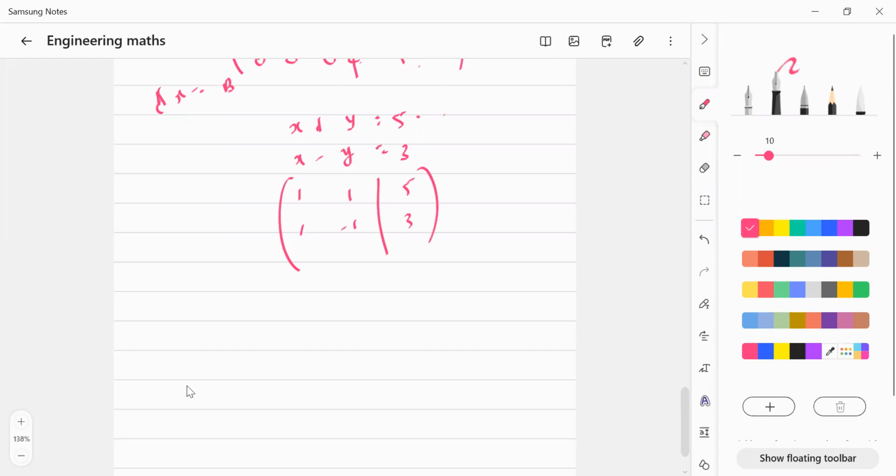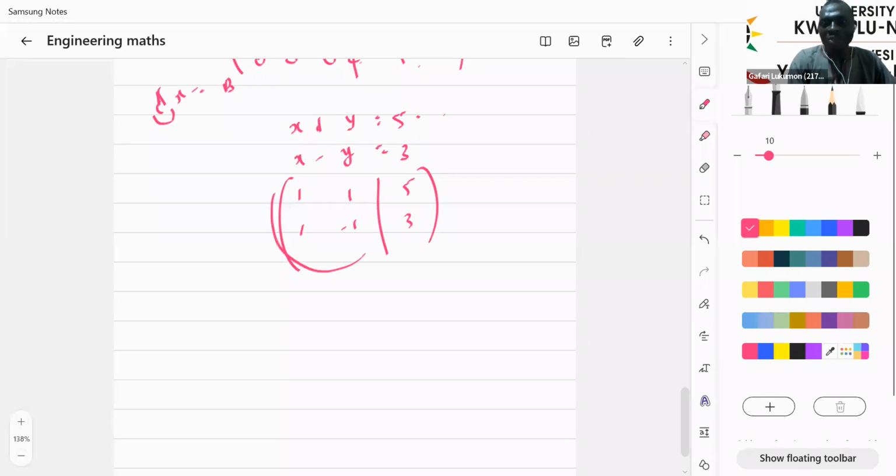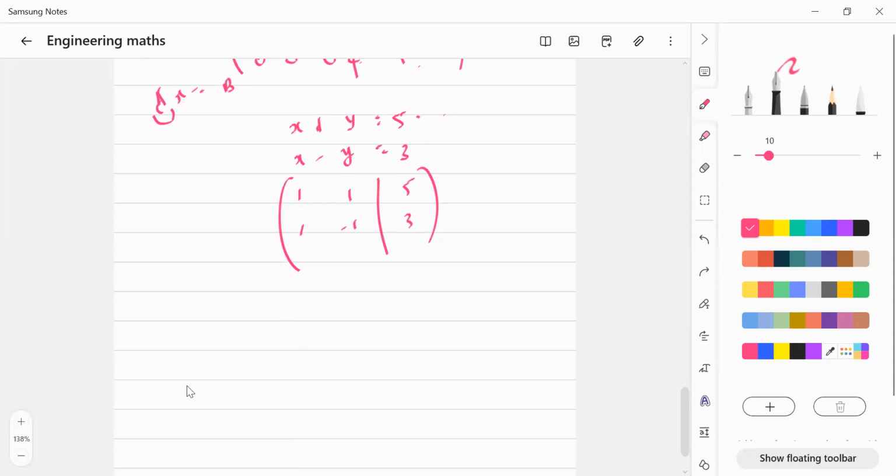At times, the question may ask you to find A directly. Maybe what will be the augmented value of A? This will just be your A. You understand now? So this is your A. So then your B are just the constants. You will understand what I'm trying to say now.